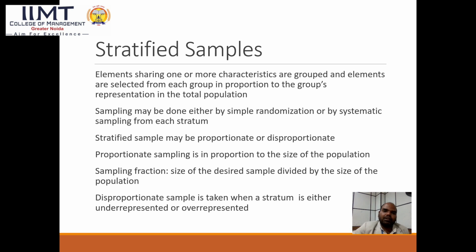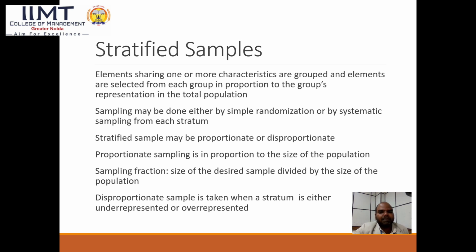And another probability sampling is stratified sampling. Elements sharing one or more characteristics form a group, and elements are selected from each group so that the sample is representative of the total population. This is called stratified sampling. Sampling may be done either by simple randomization or systematic sampling from each stratum. We select a representative sample in stratified sampling.